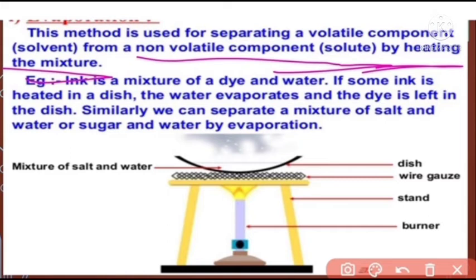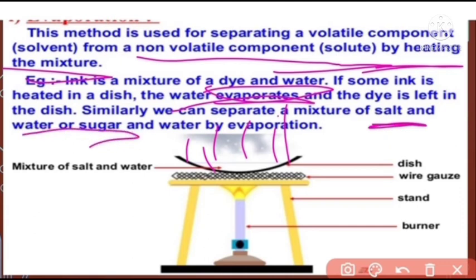We already discussed the example: ink is a mixture of dye and water. Now we collect the dye material from the water solvent. Water is evaporated by heating, and finally the dye is left on the china dish. The water vapor evaporates from the china dish. Similarly, we can separate a mixture of salt water to collect the salt, and sugar from a sugar solution, by using the evaporation method.